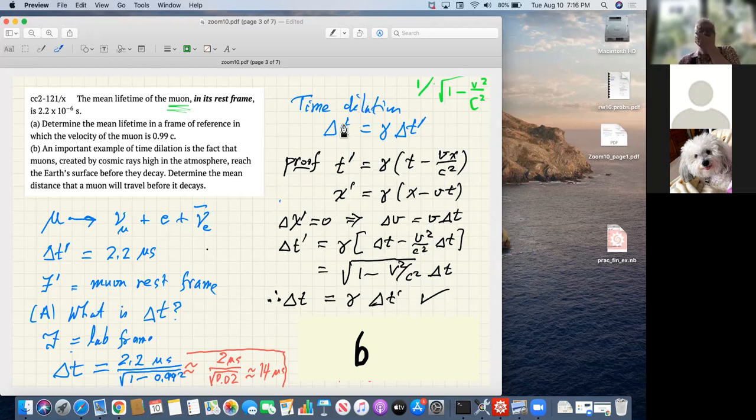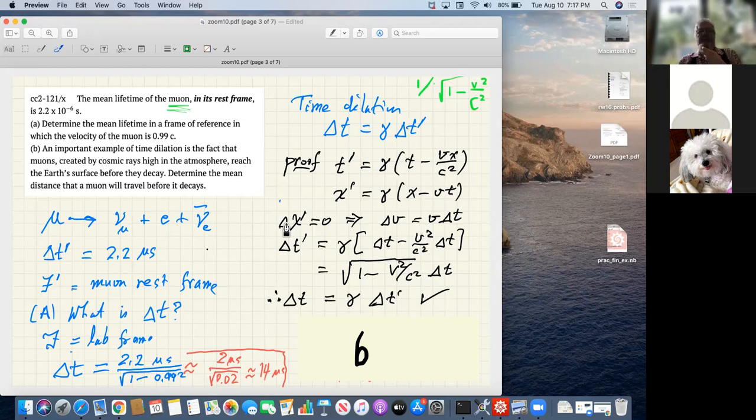Now, you know this equation from the book, so you don't have to derive it on the exam. But just to prove this, it comes from the Lorentz transformations. This is the transformation of time. This is the transformation of position.